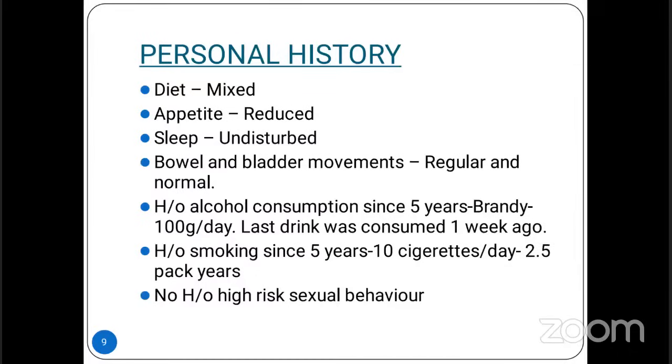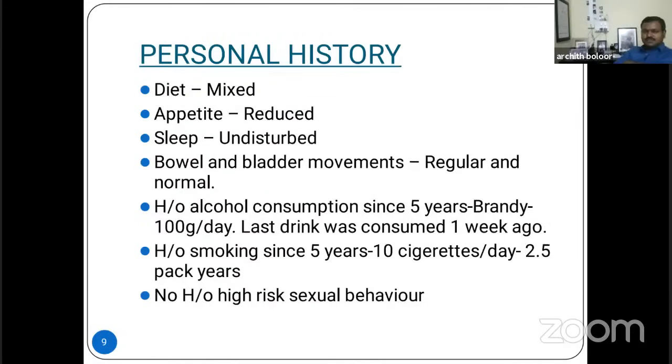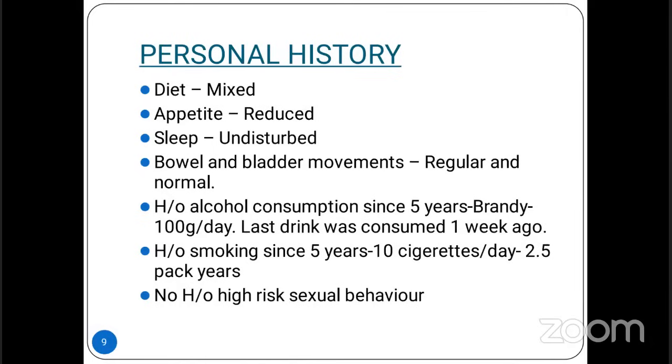History of smoking since 5 years, about 10 cigarettes per day, 2.5 pack years. No history of high risk sexual behavior. What's the relevance of that? High risk sexual behavior? So again, hepatitis B and hepatitis C.